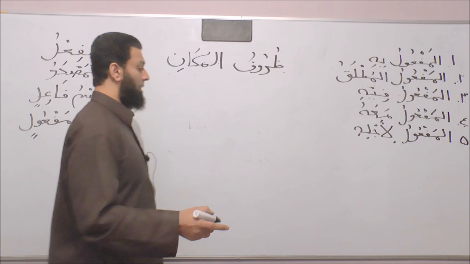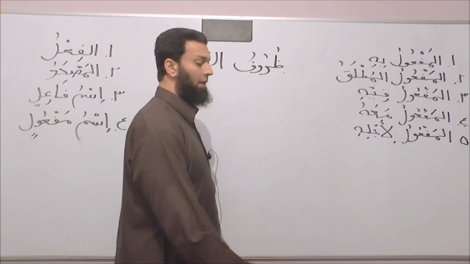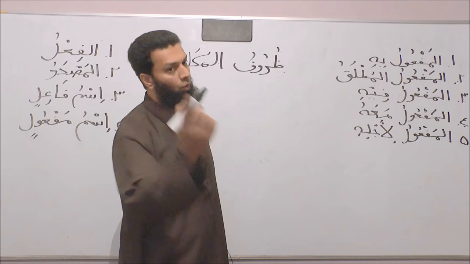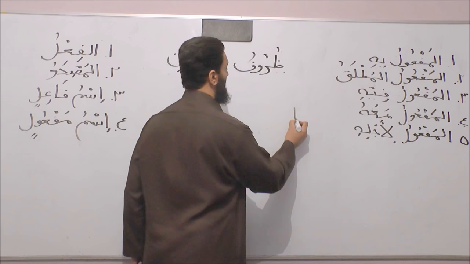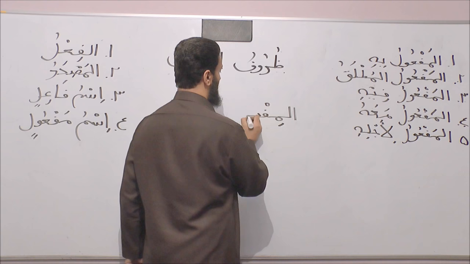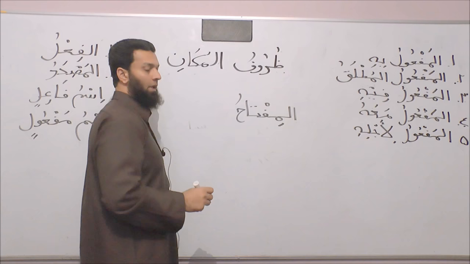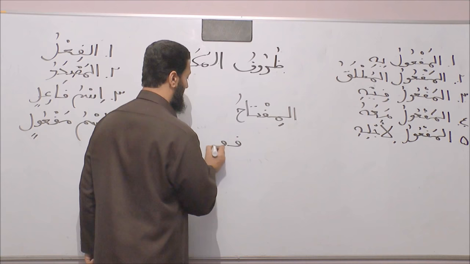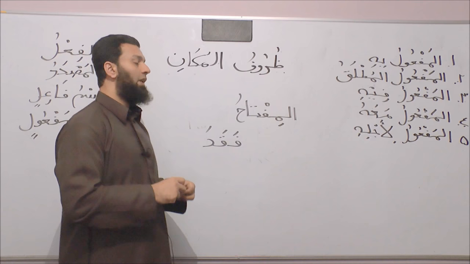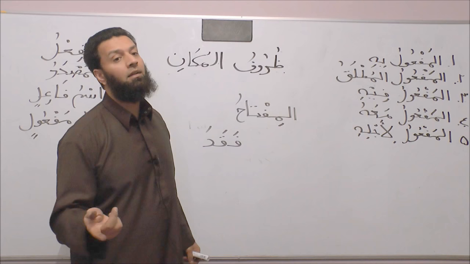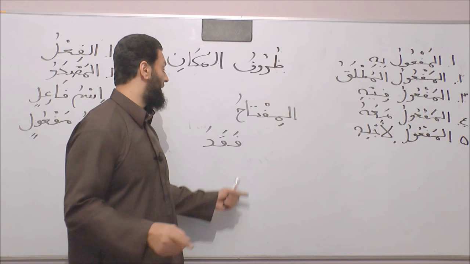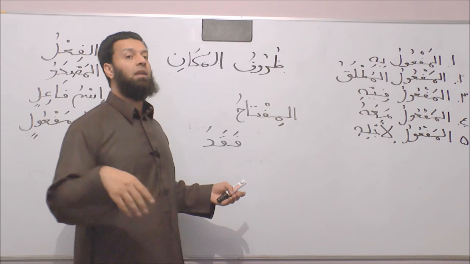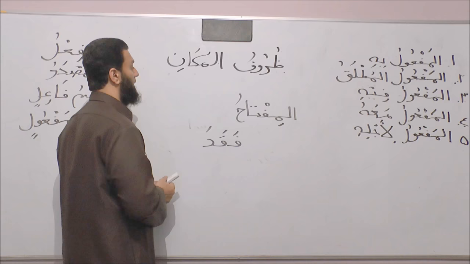Right? So, you can say, for example, the key is lost under the water. How do we say the key? Al-miftahu. Lost. Faqada is he lost. So what's the ismu maf'ulin of faqada? It is? Faqidun. No. That's the ismu fa'il. We want the ismu maf'ul. Remember? Kataba maktubun. Shariba mashrubun. Akala ma'kulun. Faqada? Mafqudun. Al-miftahu mafqudun.